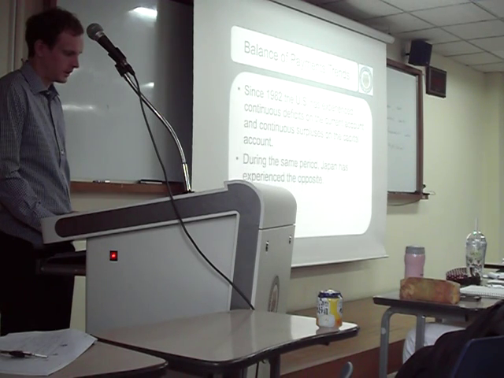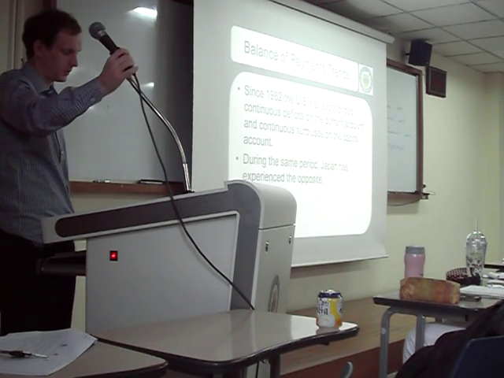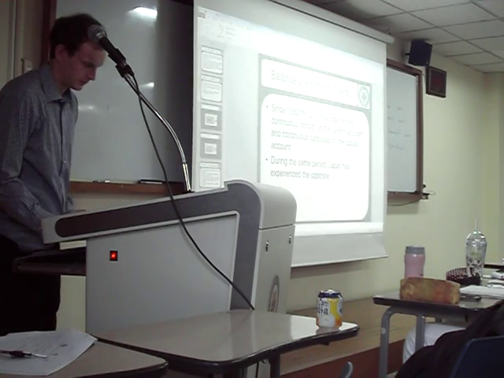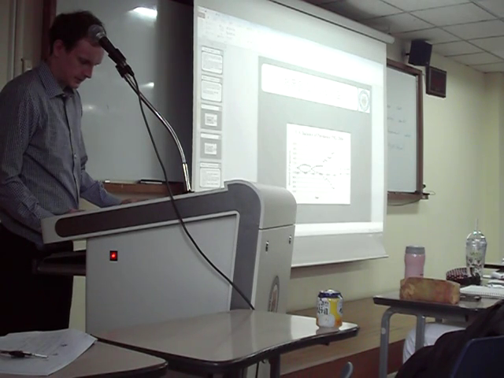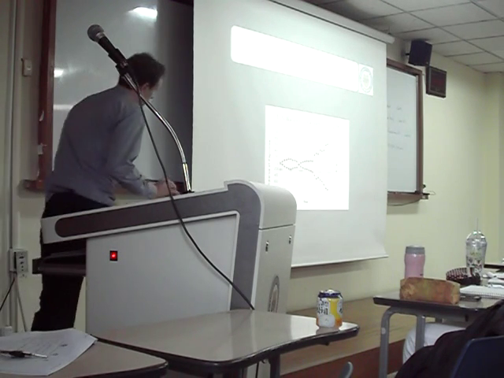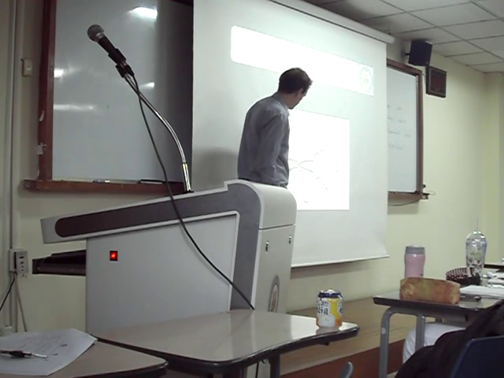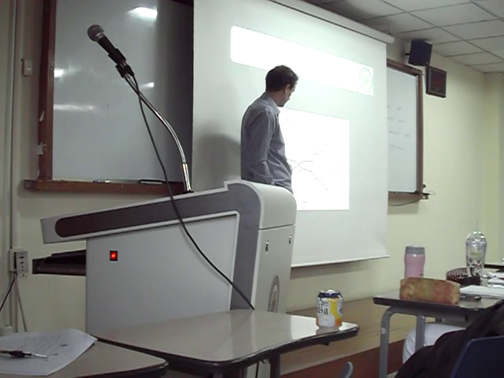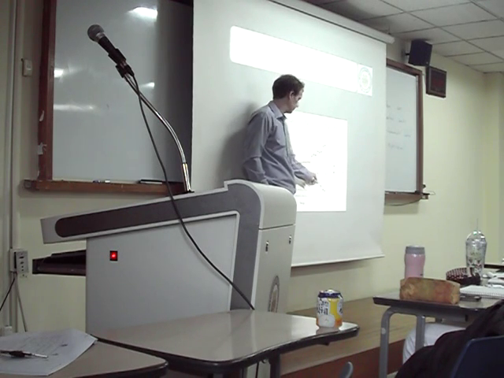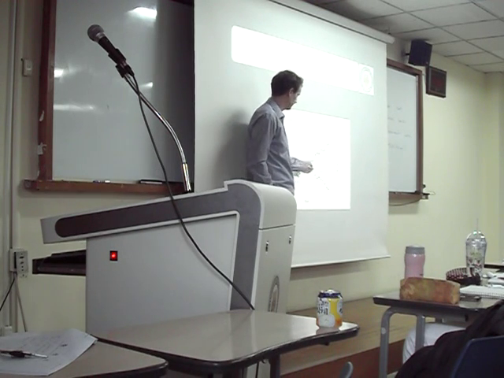Since 1982, the US has had a continuous deficit on the current account and a continuous surplus on the capital account. During the same period, Japan has experienced the opposite. Here we can see on the graph the US balance of payments. In 1982, it was around zero. Since that time, this blue line, the current account, has always been negative. This means the US is importing more than it's exporting. Negative number, right? Getting better or getting worse? Worse.